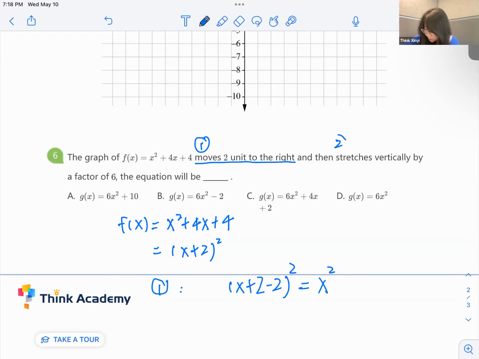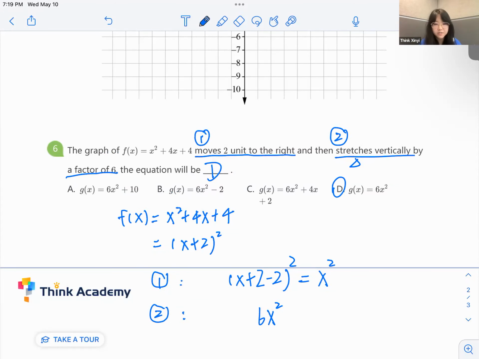And the second step, we stretch it vertically by a factor of 2. So we directly multiply by 2. So that's 2x squared, which is choice D. Okay, so Yo-Yo, it's not C, it's D, okay? So that's why we first convert it into (x plus 2) squared. That would be easier for us to do the calculation that follows, okay?